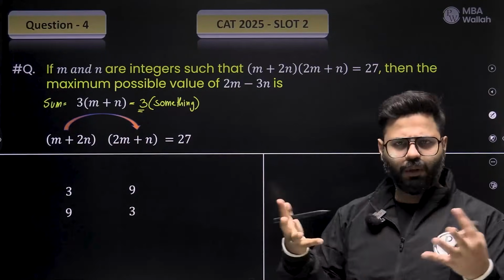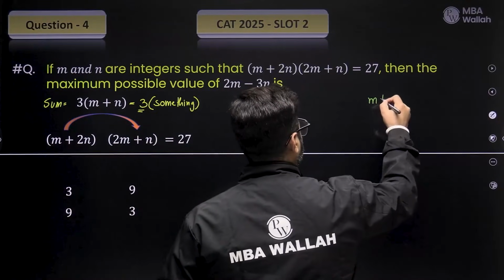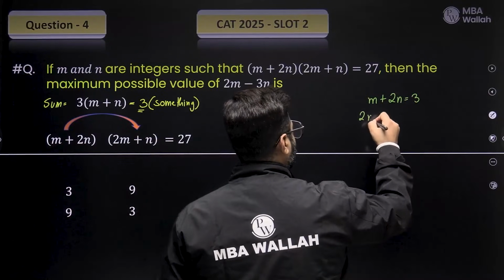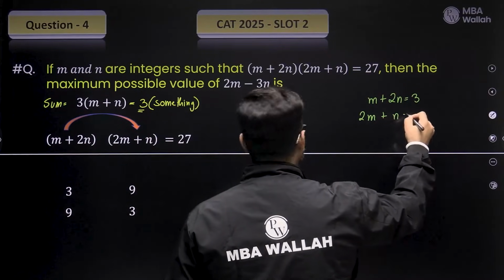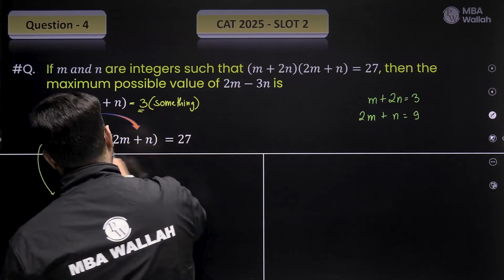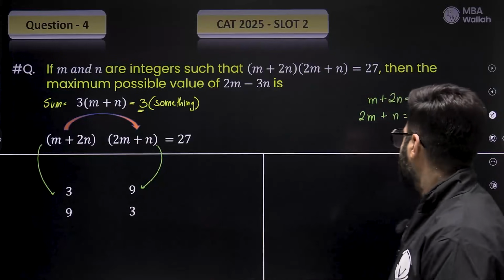Now we can solve one equation. See, m plus 2n is 3. I'm going to solve that. m plus 2n is equal to 3 and 2m plus n is equal to 9, right? So what I did, I knew that, okay, 3 and 9 would work. Their product is 27. One is 3, another is 9. Let's go ahead and solve it.